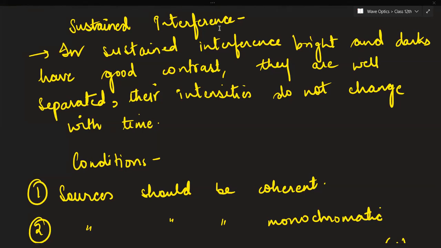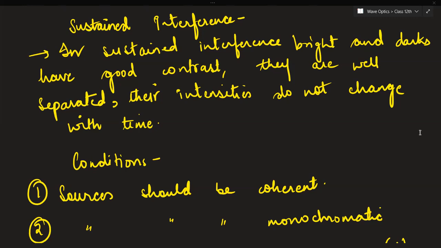Sustained interference is not the last topic of this chapter. You have some more portions from interference left, then complete diffraction is left. I told you 3 topics, no? So this is not the last. In sustained interference, whatever bright and dark fringes are formed, their intensities are very high. If the intensities are high, they look in very good contrast with each other, like the bright and dark, you'll be able to distinguish them in sustained interference.